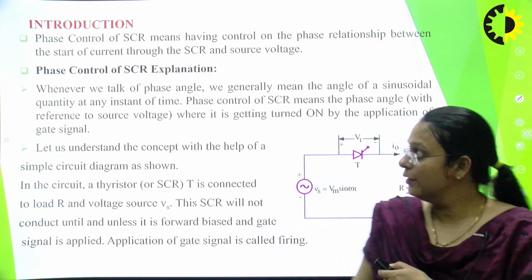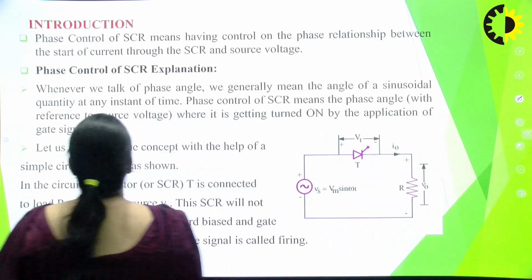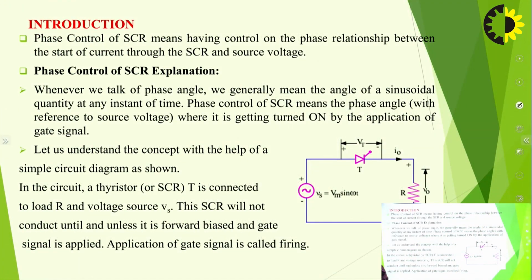Starting with the introduction: what is phase control of the SCR? It means having control on the phase relationship between the start of the current through the SCR and the source voltage. When we talk about the phase angle, we generally mean the angle of a sinusoidal quantity at any particular instant of time. So phase control means the phase angle at which the SCR, with respect to the source voltage, gets turned on with the application of the gate signal.